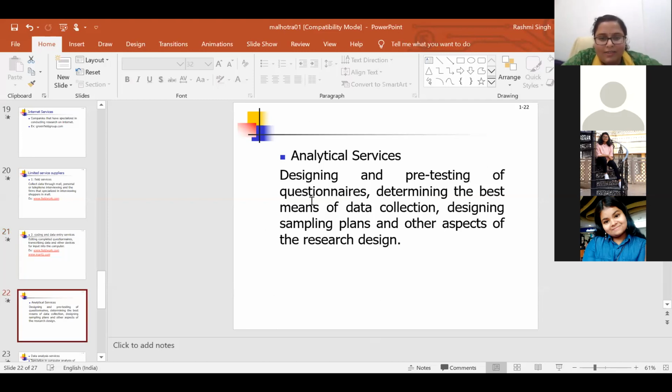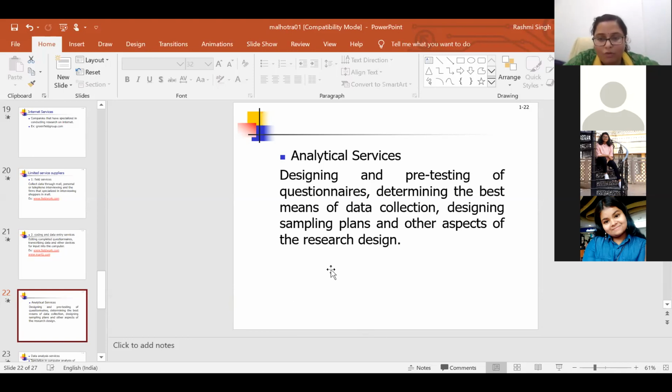Third is analytical services. Analytical services is designing and pre-testing of questionnaires, determining the best means of data collection, designing sampling plans, and other aspects of the research design. So analytical services, basically they will do the third step of the research. What is the first step? First step is problem identification. Second step in the research process is development of an approach, literature review, objective identification, and the third stage, as you remember, I discussed, is the research design.